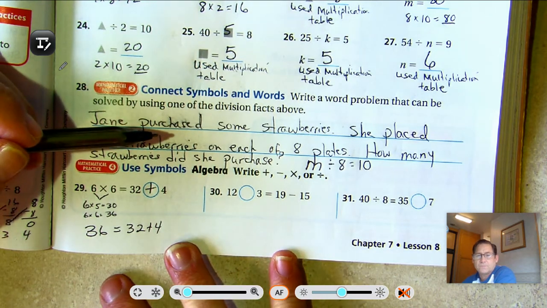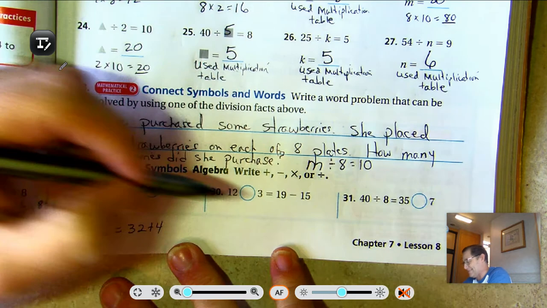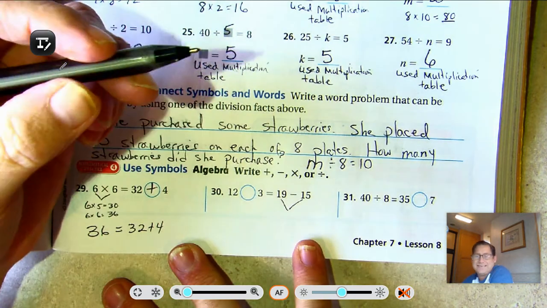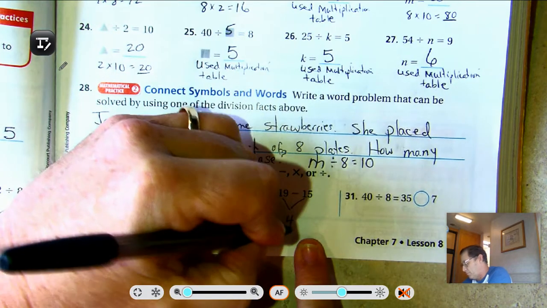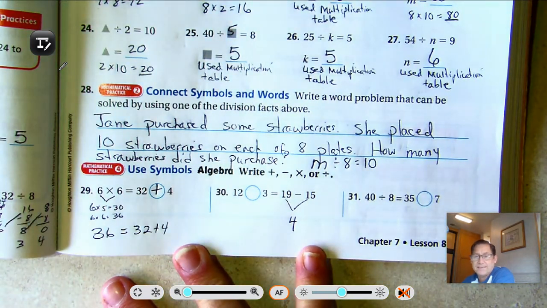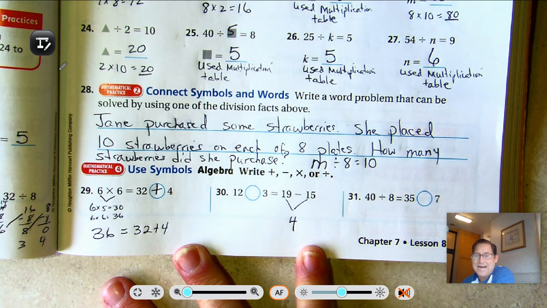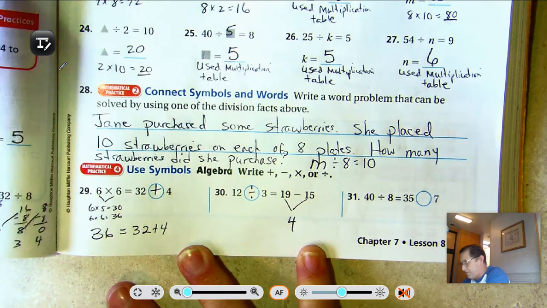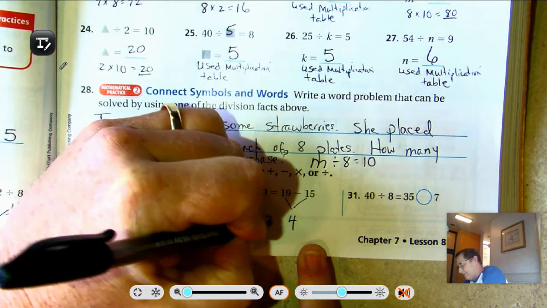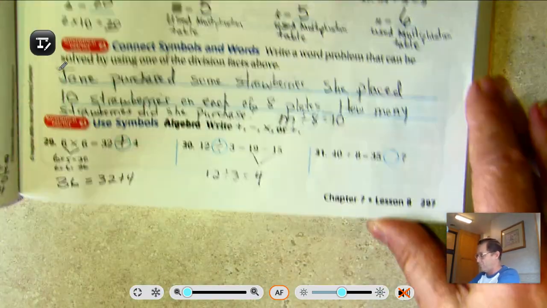12 and some operation with 3 equals 19 take away 15. Well, 19 take away 15. 9 take away 5 is 4. All right, so 12 plus 3 is 15. 15 does not equal 4. If I subtract 12 take away 3, that's 9. 9 does not equal 4. 12 times 3, 3 12s. That's 12 plus 12 is 24. Oh, no, no. So it's got to be division. That's the only thing left. 12 divided by 3 equals 4. That's true. All right, and 40 divided by 8.